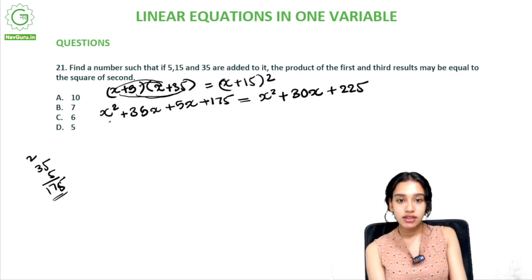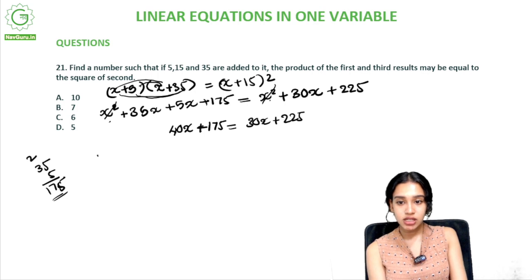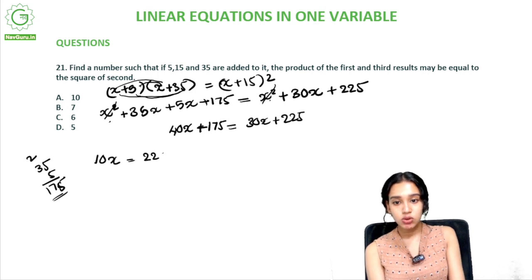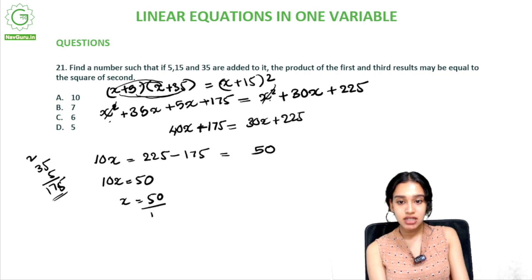So we have x square here and we have x square here. We could subtract x square from both sides and cancel this out. So what is 35x plus 5x? It's 40x plus 175 is equal to 30x plus 225, right? So let's subtract. 40x minus 30x is 10x is equal to 225 minus 175. 5 minus 5 is 0, 2 minus 7, which becomes 12 minus 7. So this is 5, right? 1 minus 1 is 0. So 10x is equal to 50. So x becomes 50 by 10, which is equal to 5. So the answer is 5 here.